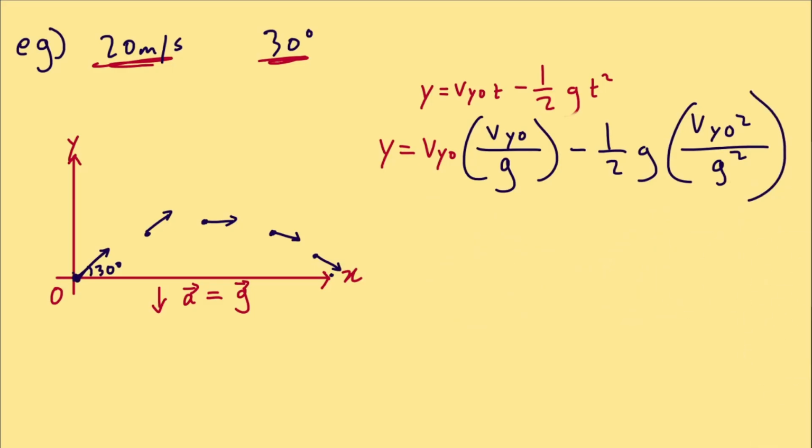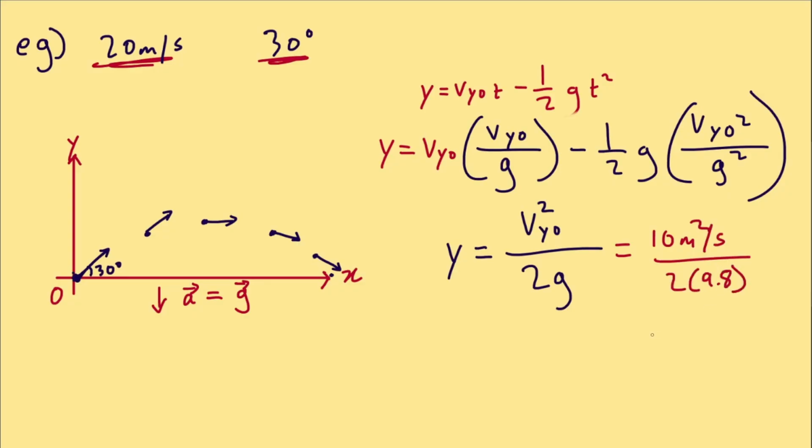When you expand all this, which I'm not going to do because it's a lot of steps, you get this very important equation, which is also on the cheat sheet. It's y equals v y0 squared divided by 2g. This is the formula for maximum height. Go and plug your values in. So 10 meters per second squared over 2 times gravity. This is roughly equal to 5.1 meters. There, done. That means this maximum height here is 5.1 meters.